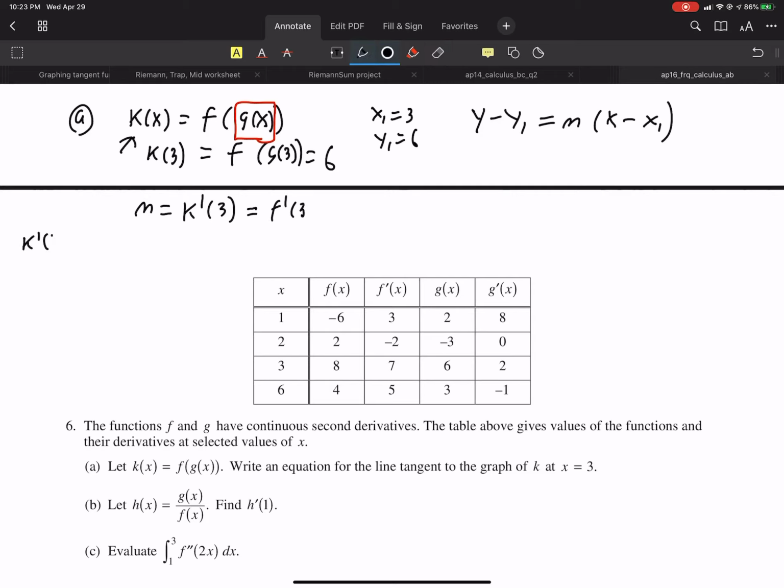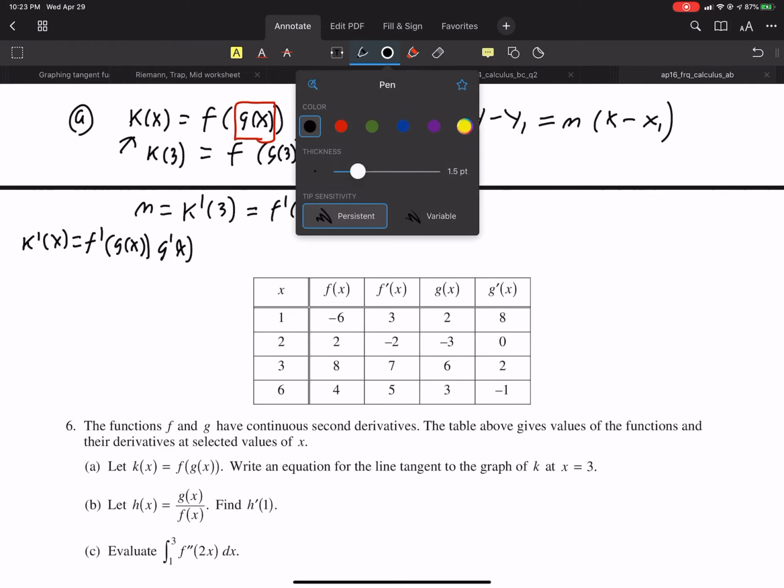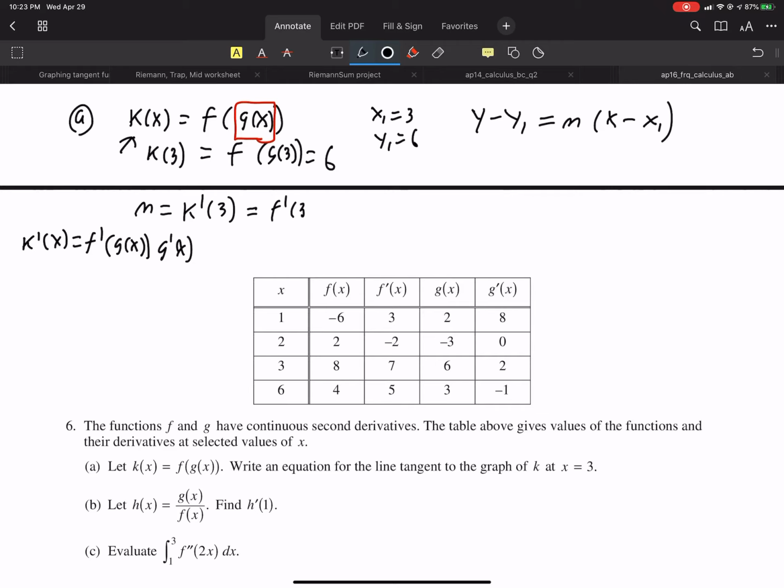Sorry, everybody. K prime of x is f prime of box times the derivative of box. So now let's go to this. So f prime of g of 3 times g prime of 3. Well, g of 3 is right there. That's 6. And g prime of 3 is 2. And f prime of 6 is right there. 5 times 2. So now I know my slope is 10. Plug everything in, and I am finished.